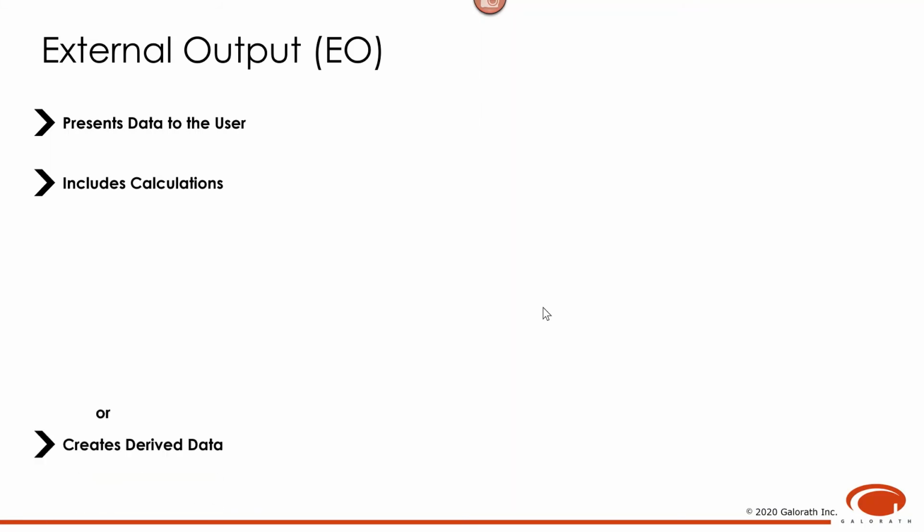An external output or EO is a transaction that presents data to the user. This implies that the data leaves the application being counted and is presented to the user. An external output includes calculations. This could be any type of mathematical or logical operations performed on the data. Finally, an external output can also create derived data. This is additional data that gets created as part of the transaction and is also presented to the user.